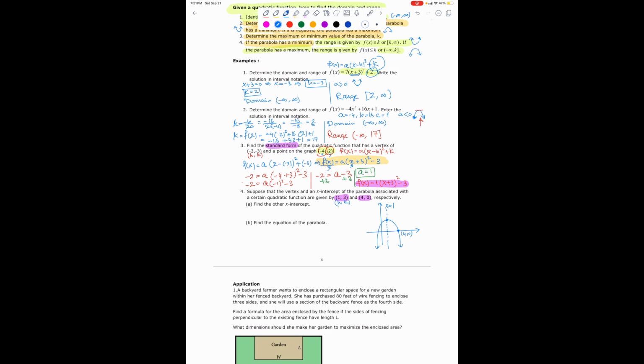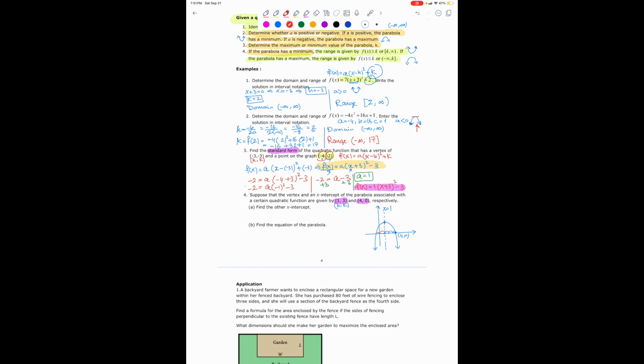So if you count from 1 to 4, you will get 2, 3, 4. So 3 units to the right. I can take the same measure here. So 1, 2, 3 in order to go on the other side, which means this is going to be (-2, 0). The other x-intercept is going to be (-2, 0) by symmetry.